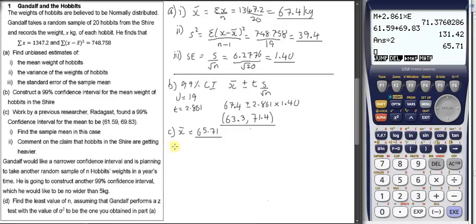Nice straightforward question for part 1. Part 2, comment on the claim that the hobbits are getting heavier. Well, bearing in mind that this is the older, previous sample mean with a confidence interval, well, the mean has increased. Gandalf's mean is 67.4 and Radagast's is 65.71, but that's just the sample mean. The confidence intervals overlap, so we don't know that they're getting heavier. That's the whole point of a confidence interval. The mean could be anywhere in there, so we're just going to say we can't be sure.